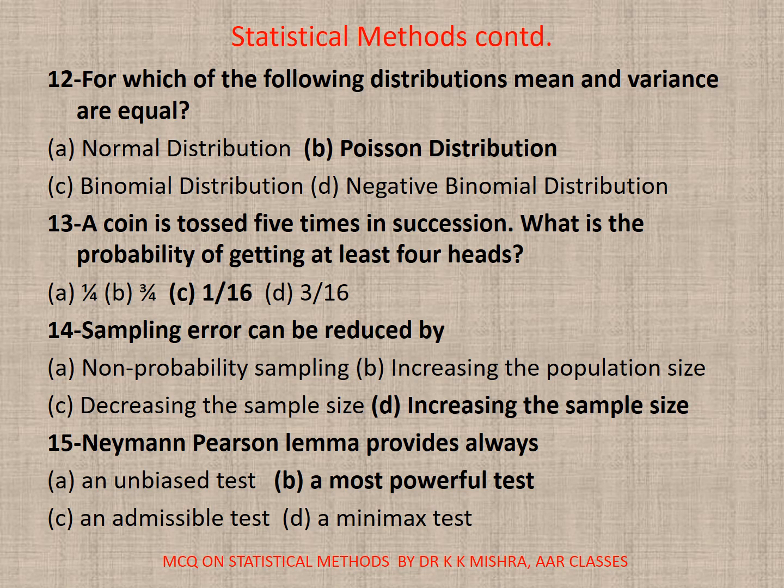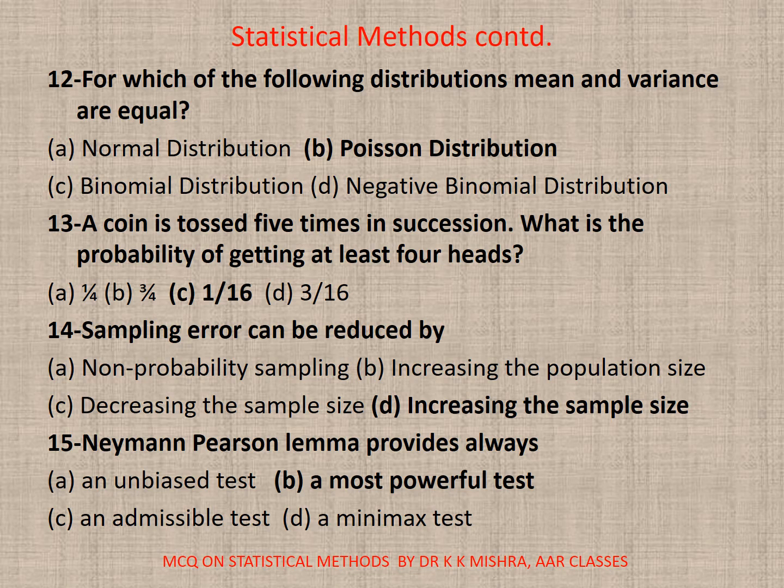14. Sampling error can be reduced by A. Non-probability sampling, B. Increasing the population size, C. Decreasing the sample size, or D. Increasing the sample size. Correct option is D. Increasing the sample size.